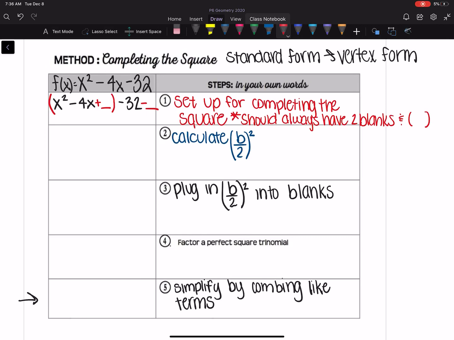And then our parentheses are always going to go around our x terms that we've grouped together and also that blank that we added on. So once we've set up for completing the square, we're going to want to calculate that term that we're going to fill in, which is b divided by 2 squared.